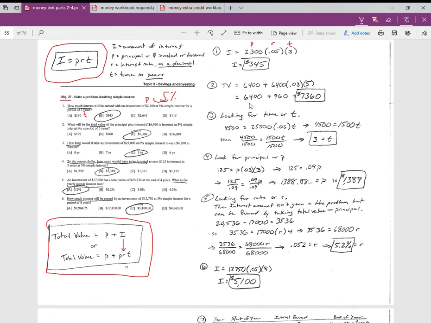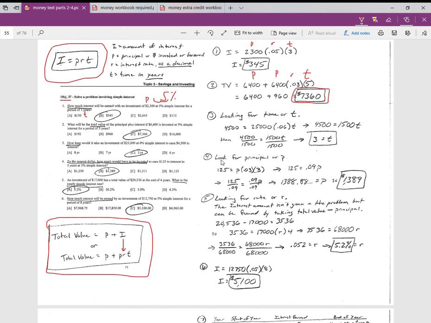For number 2, the principal is right here, 6,400, and we're going to add that to the interest we find. The way we find interest is we take the principal times the rate, which is 3%, so we move that to 0.03, times the time. Remembering order of operations, we multiply these three first. That gets you $960. Then we add on the original investment of 6,400, and we get our answer of 7,360.